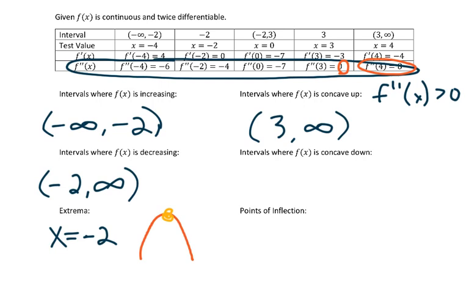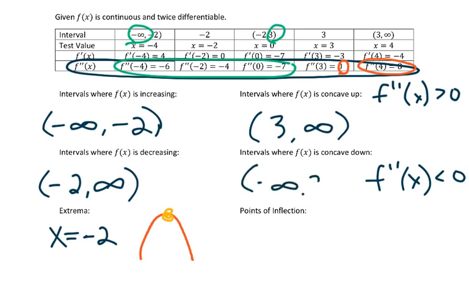And then we're looking for intervals where it's concave down. That is where the second derivative is less than 0. So let's see. Less than 0, I see it all here. Okay, and so what is it saying? It starts at negative infinity and goes until 3. So it is concave down from negative infinity until 3.